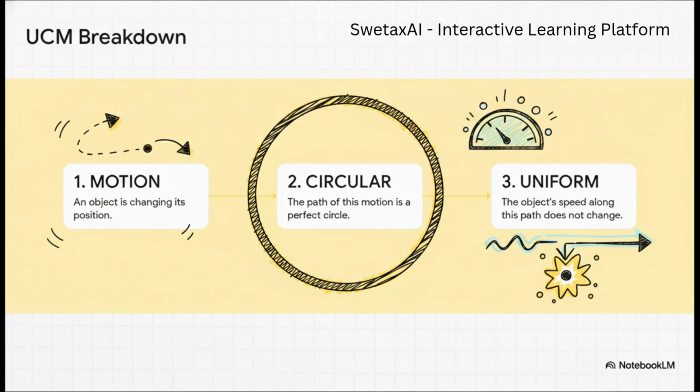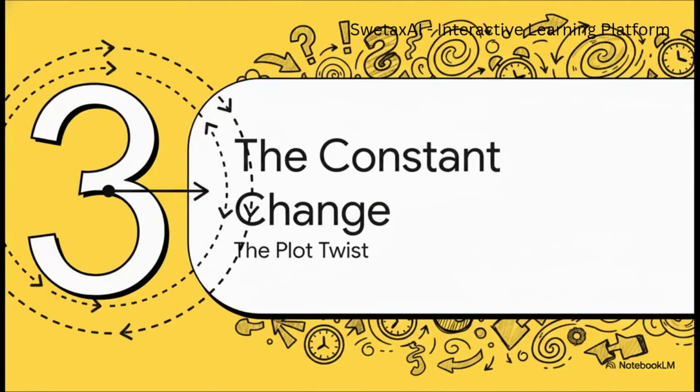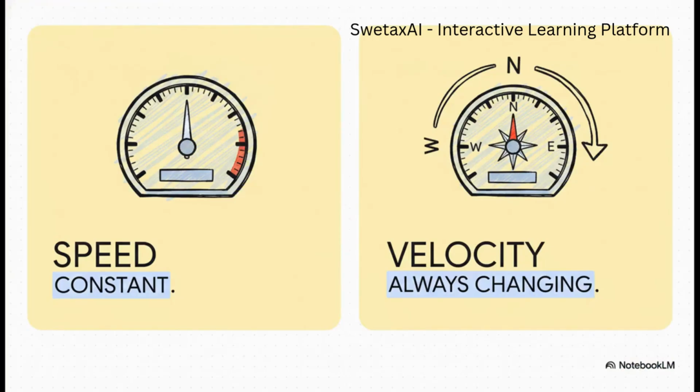But when you put them all together, well, that's where the physics gets really interesting. And this brings us to the big plot twist in our story. Because even though one thing, your speed, is staying perfectly constant, something else, something incredibly important, is always changing. Okay, pay attention, because this slide right here is the absolute key to the whole thing.